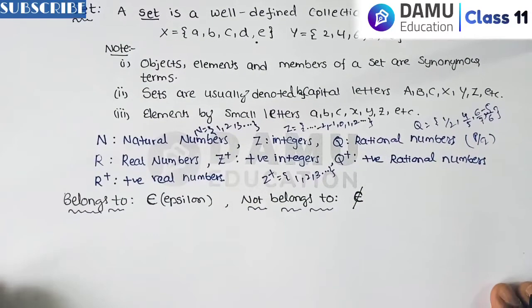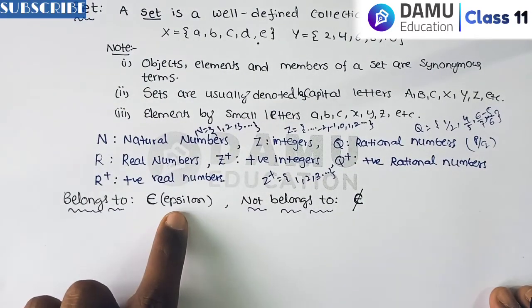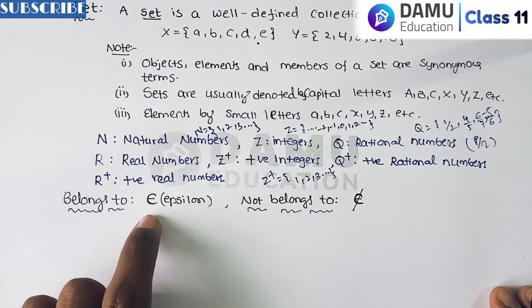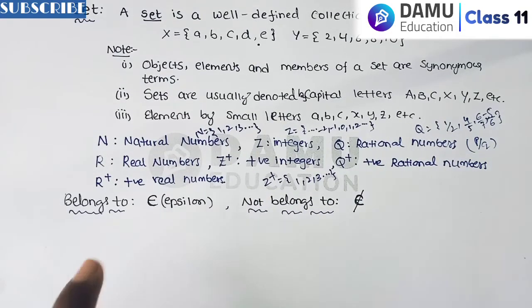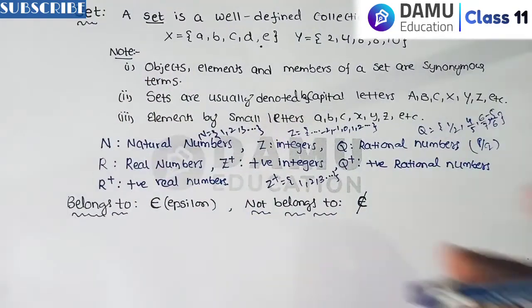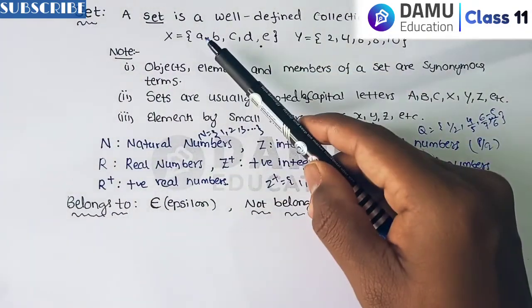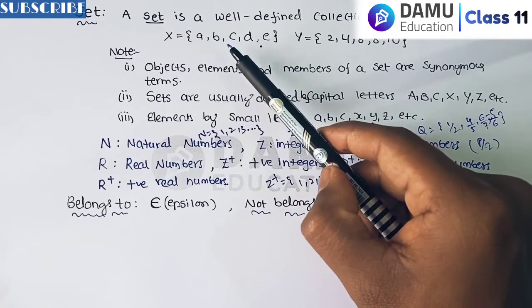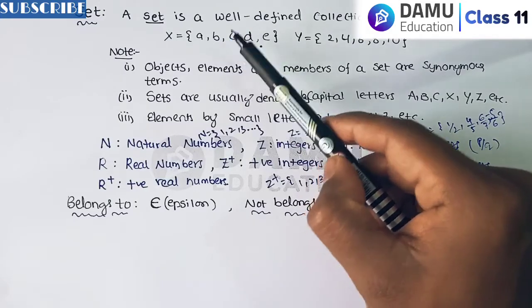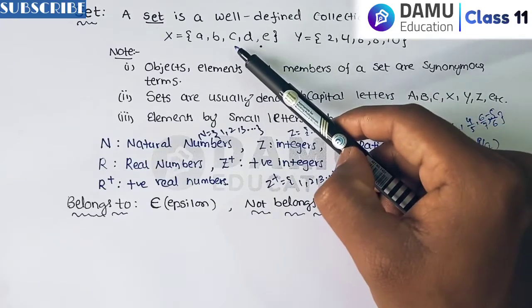Then what is this one? Belongs to. It is a Greek letter, which we can call epsilon. And not belongs to means we will cross the epsilon. Belongs to is used for elements: whether an element is present in the set or not. So whether the object, the given member, is present in the given set or not.